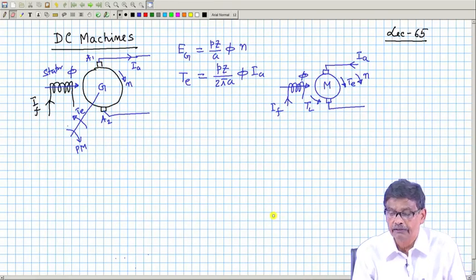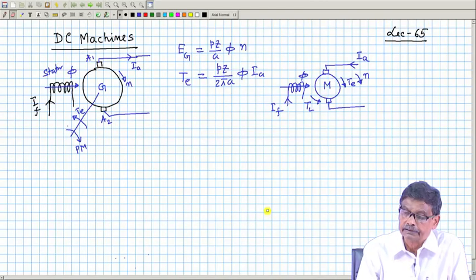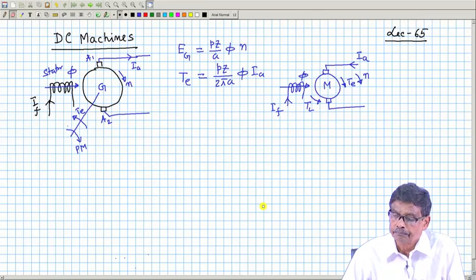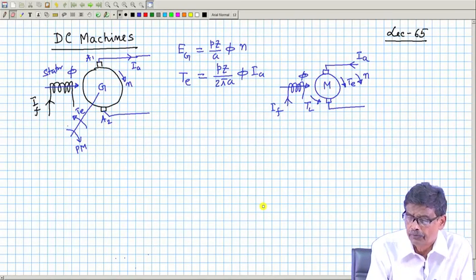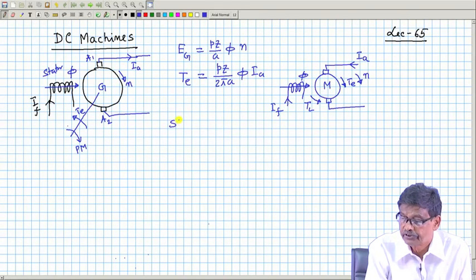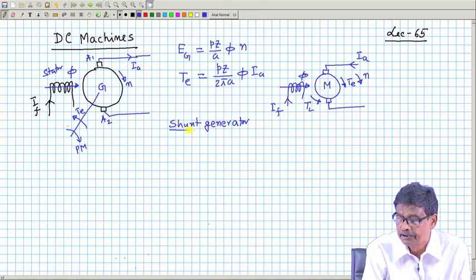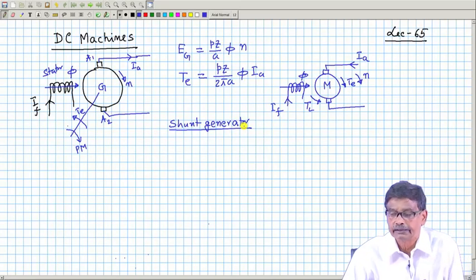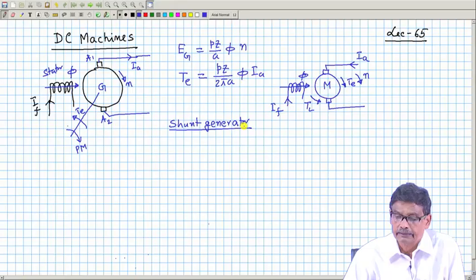Now, today I will first talk about shunt generator. Before that, so generator mode and shunt generator will be the primary topics of today, but before that a separately excited DC generator and its open circuit characteristics must be understood very clearly.